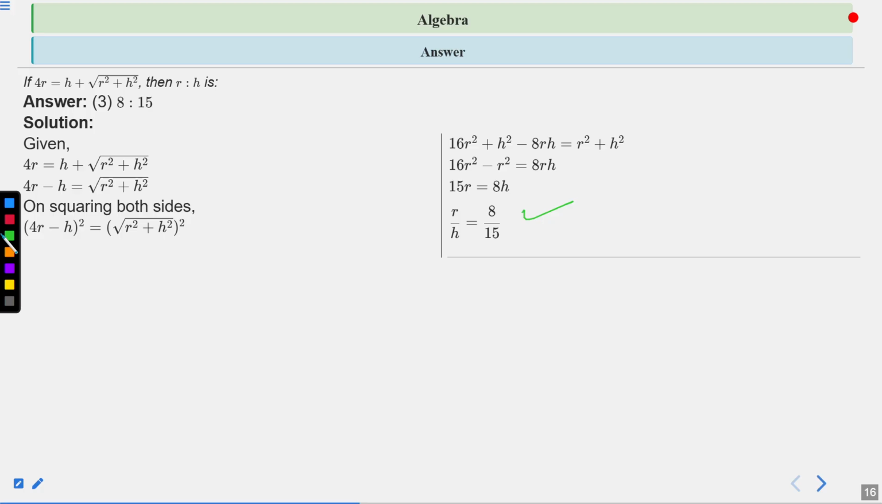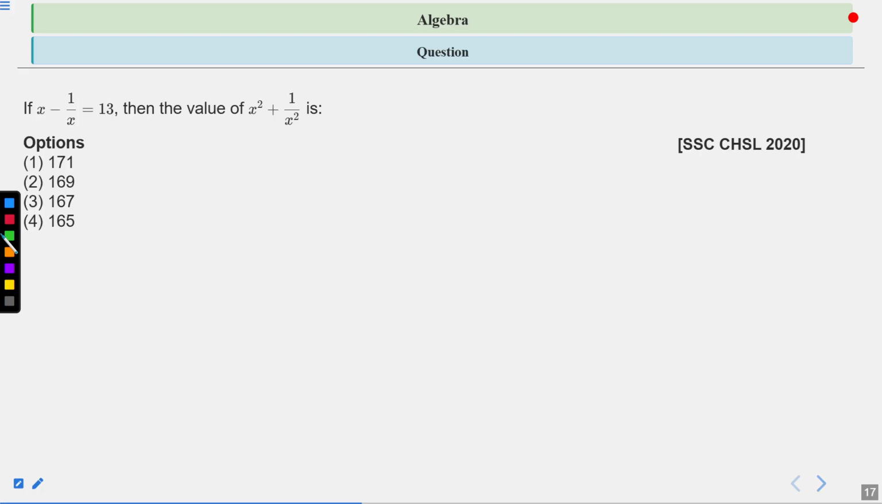Next one. If x minus 1 upon x equals 13, then the value of x square plus 1 upon x square is? This question was asked in SSC CHSL exam in 2020. There are four options. First one is 171, second is 169, third one is 167, and fourth one is 165. Now you have 10 seconds to analyze the question. Your time starts now.